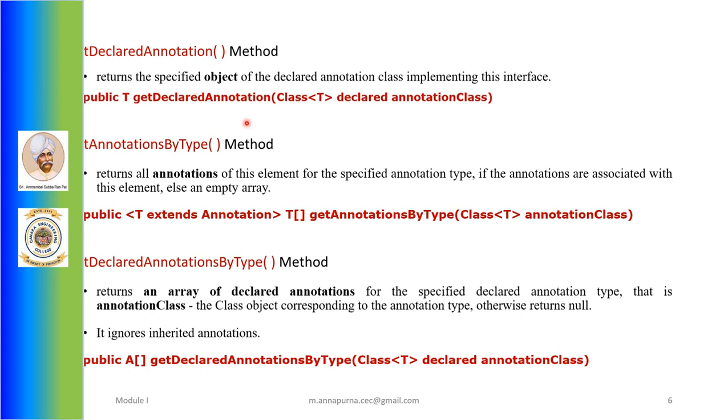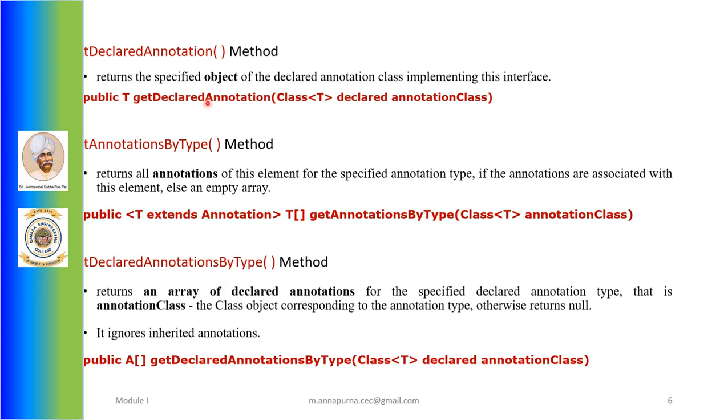To these, JDK 8 adds three more methods: getDeclaredAnnotation, getAnnotationsByType, and getDeclaredAnnotationsByType methods. Of these, getAnnotationsByType and getDeclaredAnnotationsByType automatically work with the repeated annotation. Let us discuss these three methods briefly.